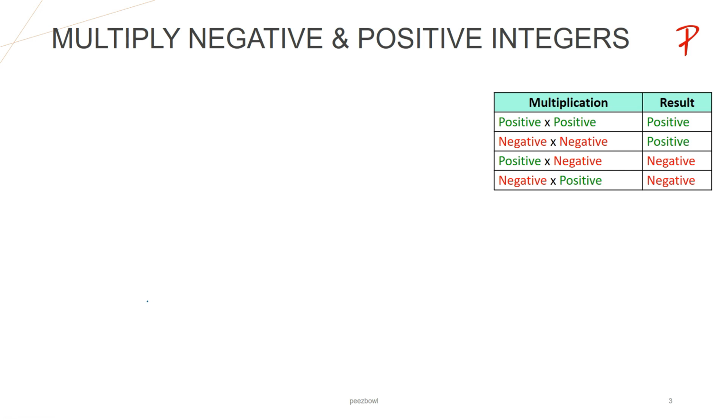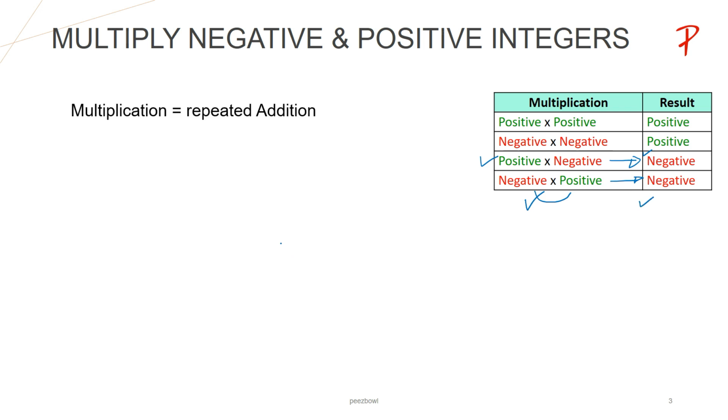Hi, in the last video we saw how to multiply a positive and a negative integer and the result of the multiplication is a negative integer. In this video we will learn how to multiply a negative and a positive integer, and the result of this multiplication will be a negative integer.